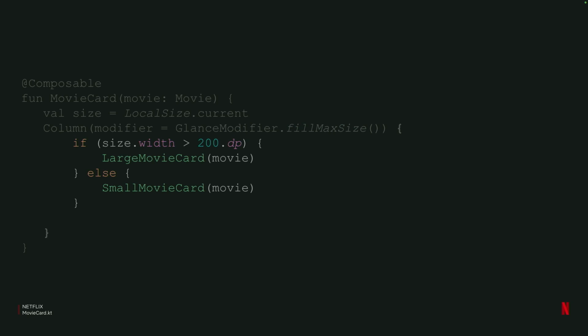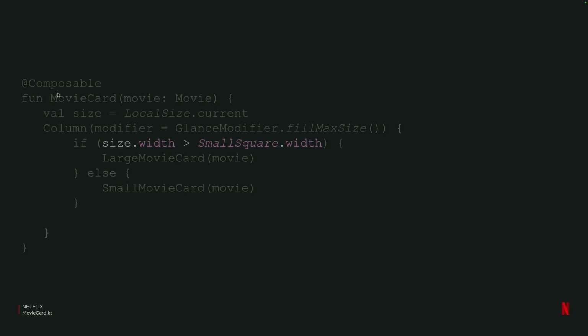And then from there, you can just check if the width is, in my case, just larger than 200 density pixels, then we should show the large movie card. If not, then we should show the small one. So the large movie card actually includes the title and overview in it. The small movie card is just the box image.